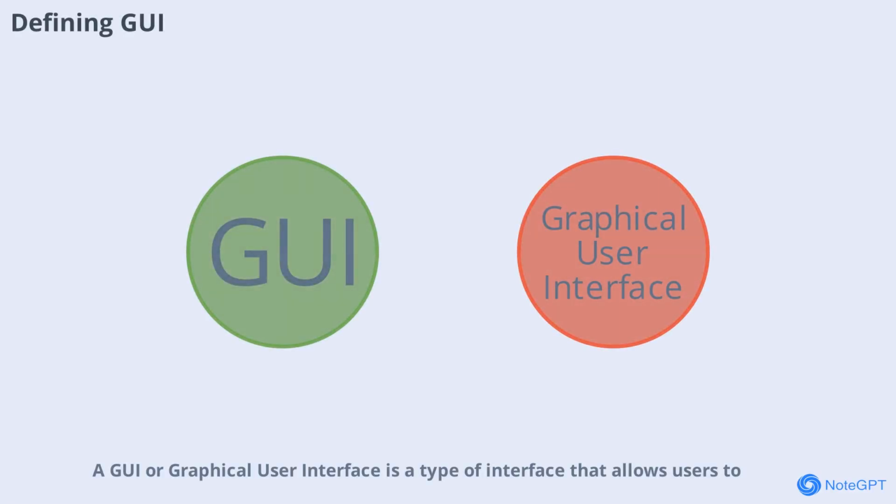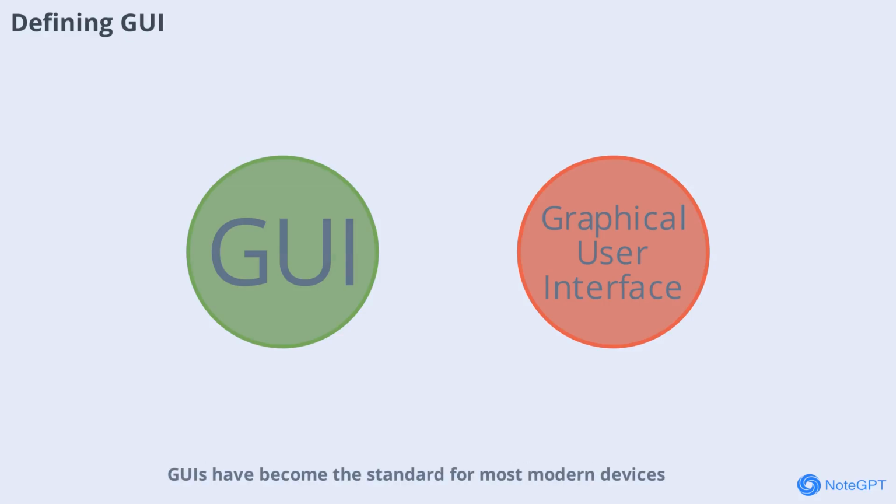of computing. GUI, or graphical user interface, is a type of interface that allows users to interact with electronic devices using graphical elements like windows, icons, and buttons. Instead of typing complex commands, users can simply click, drag, or tap on visual elements to perform tasks. This visual approach makes computers much more user-friendly, especially for those who aren't familiar with programming or command line instruction. GUIs have become the standard for most modern devices, making technology more approachable and intuitive for everyone.